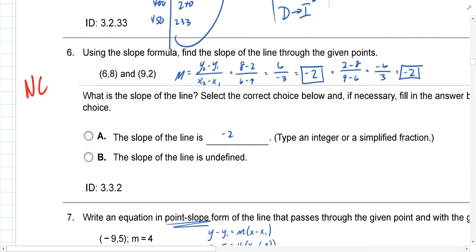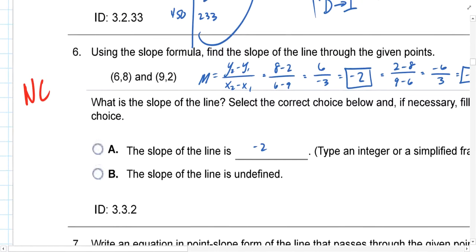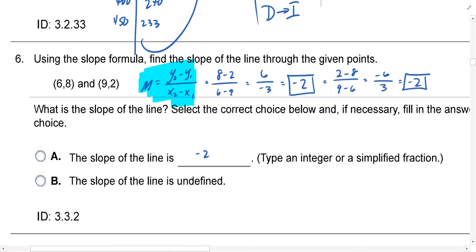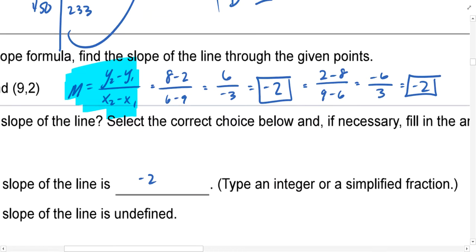For part 6, we switch back to a no calculator question. This is, again, using our slope formula to find a slope between 2 points. The slope formula is this one, m equals y2 minus y1 over x2 minus x1. And the reason why I included this is so that you can have the practice. And what I was trying to point out here is that it doesn't matter the order in which you subtract, whether you take 8 minus 2 for your y values and then 6 minus 9 for x, or the other direction, 2 minus 8 and 9 minus 6, the end result will be the same.